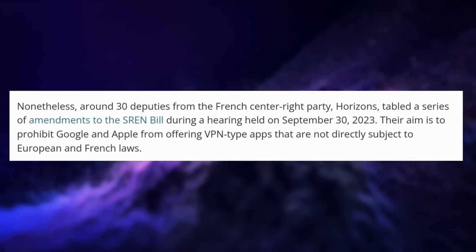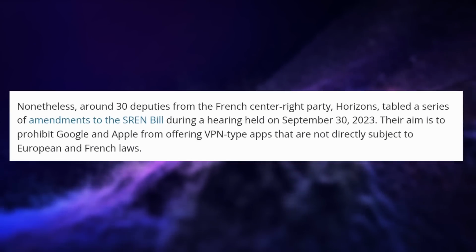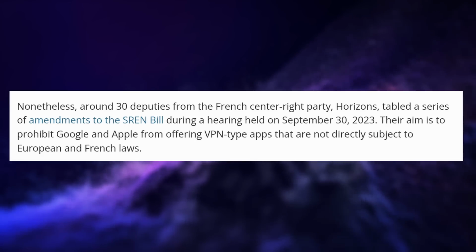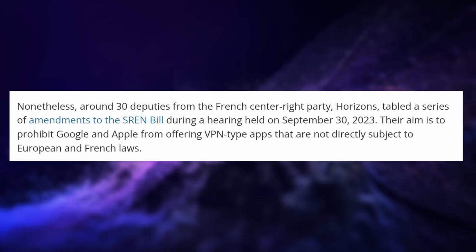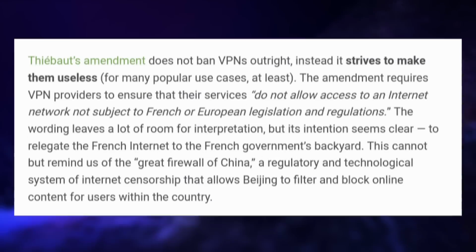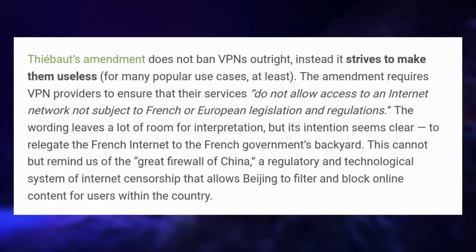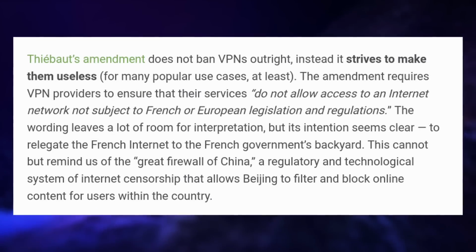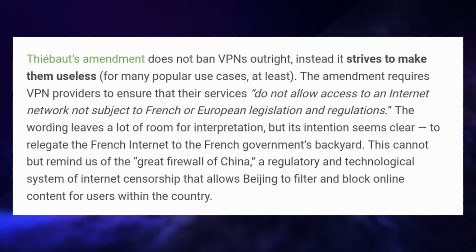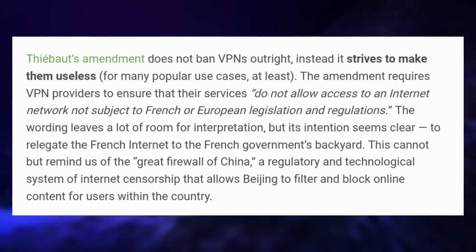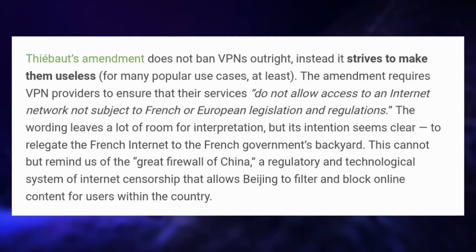About 30 lawmakers from political parties that support the current government want to prohibit Apple and Google from offering VPN-type apps that wouldn't be subject to French and European laws. So basically they would ban all VPNs that would help circumvent the censorship they're trying to implement. And so VPNs would become completely useless, at least on phones using Android and iOS.